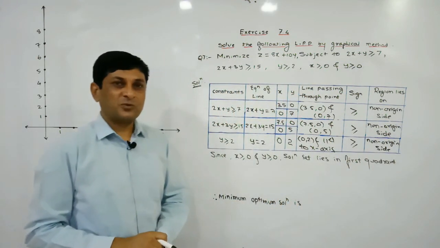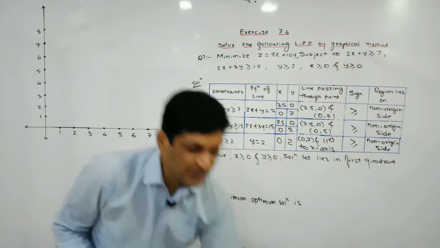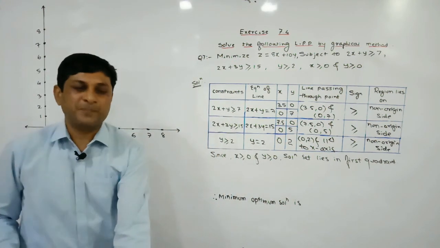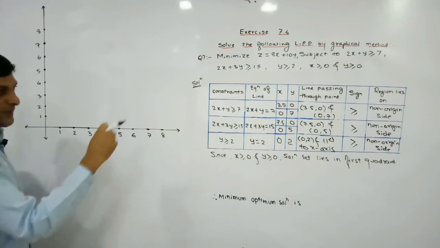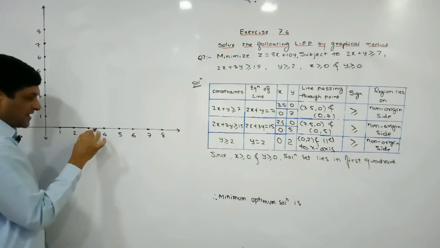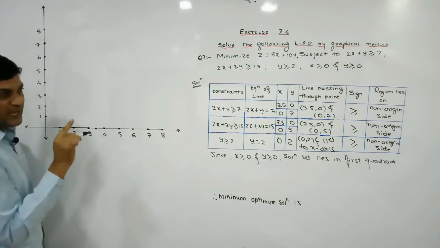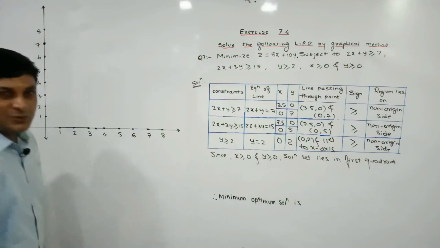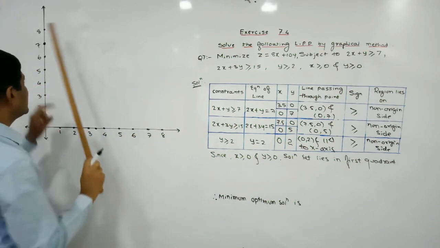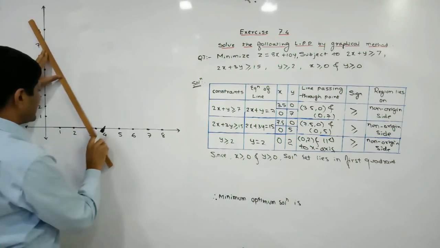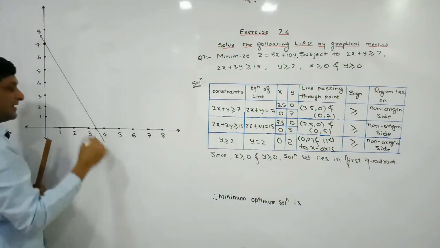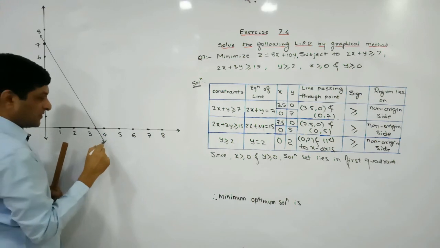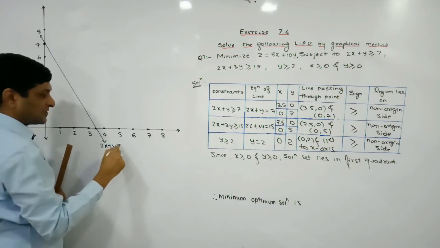Now let us try to construct these lines. We can observe that the first line passes through the point 3.5, which lies somewhere between 3 and 4, and the second point is 0, 7. Once the coordinates of 2 points on the line are known to us, draw a line passing through these 2 points. The equation of the first line is 2x plus y is equal to 7.